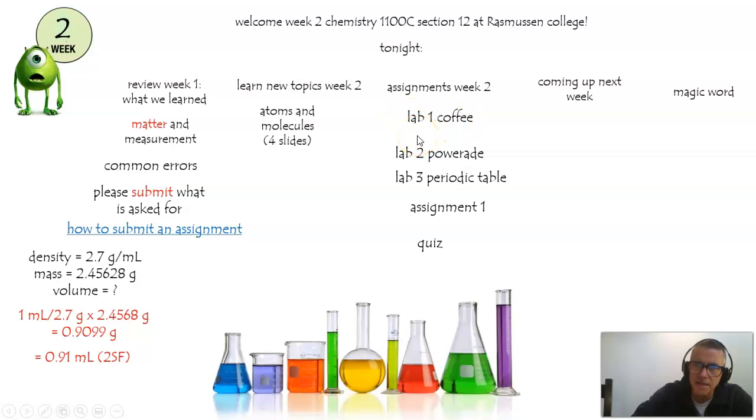I like that calculation. Okay, coming up next week, it'll be time for bonding, compounds, and formulas. You'll see a lot of overlap. It's really hard to talk about atoms and molecules in a real sense without including some of these topics.